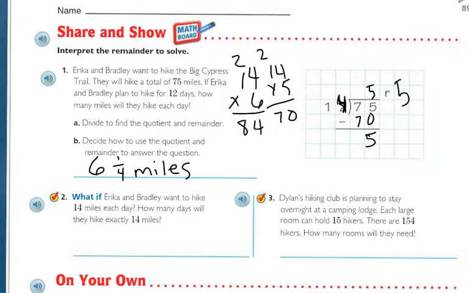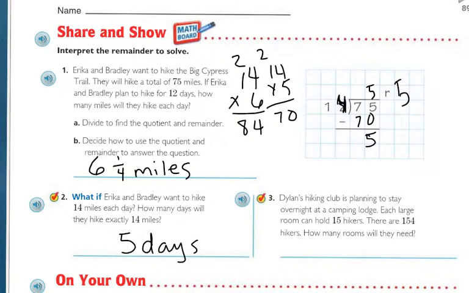Okay, so again, on this particular problem, it's saying how many days will they hike exactly 14 miles? Well, exactly 14 miles is going to be 5 days. They're going to have one day that they're going to have to do 5 miles, right? Or 5 more, but 5 days they're going to do exactly 14 miles, and they're going to have 5 miles left over. So the answer to that is going to be 5 days.